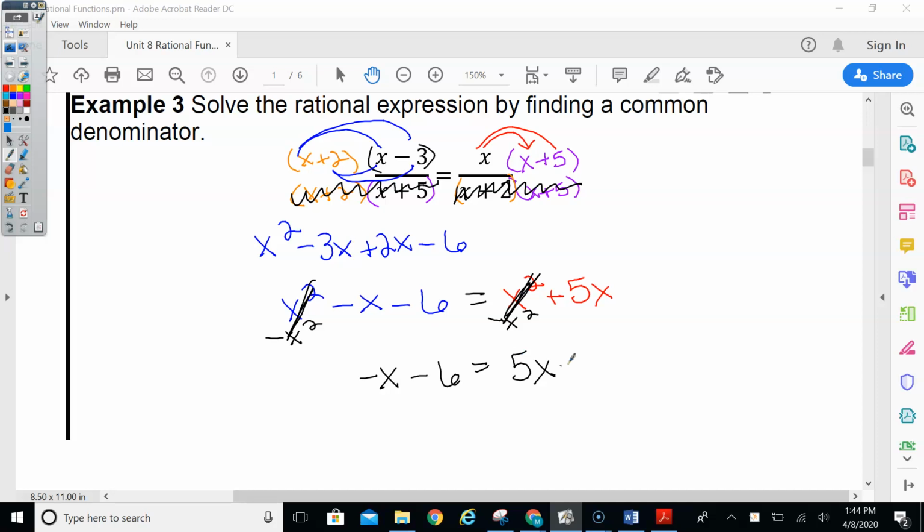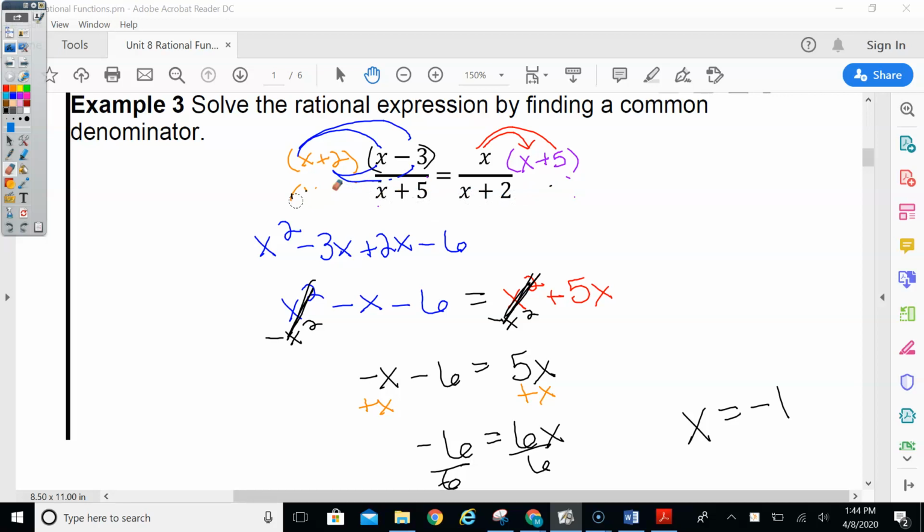So I can get my x's to one side and my numbers to the other. So add x to 5x, so negative 6 equals 6x. Divide by 6, x equals negative 1. So let's just double check that it's not an excluded value. So here my original denominators were plus 5 and plus 2. So that means my two excluded values are x not equal to negative 5 and negative 2. So these are the ones that cannot be, and this is not it. So this answer is okay. We are going to come across some answers where we do get one of these numbers as the answer, and we have to throw it away.